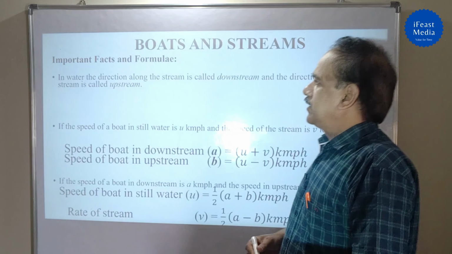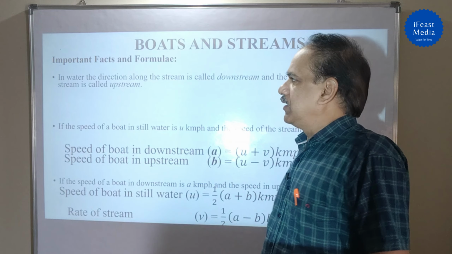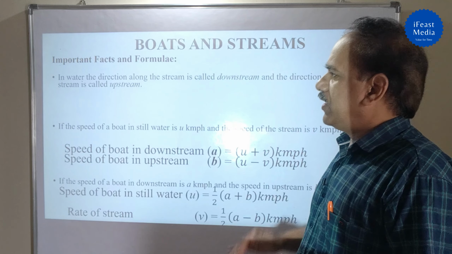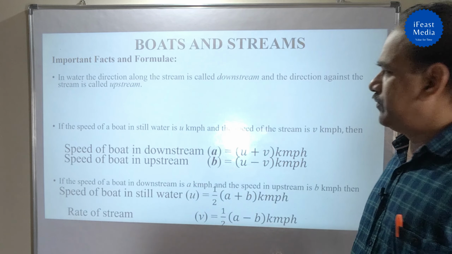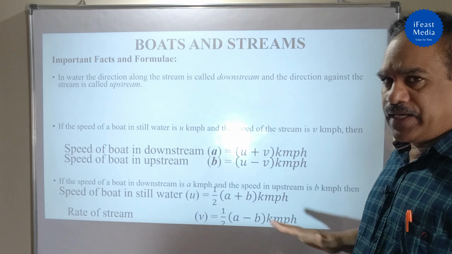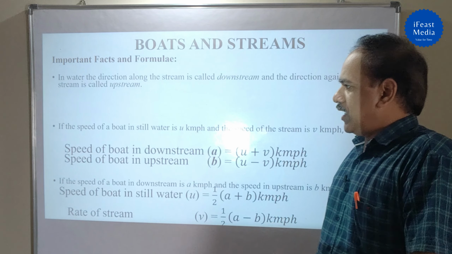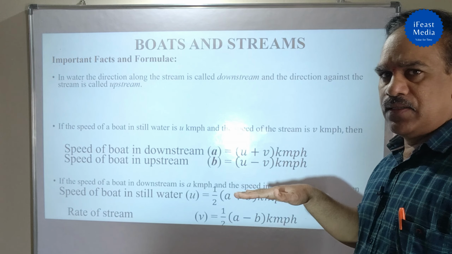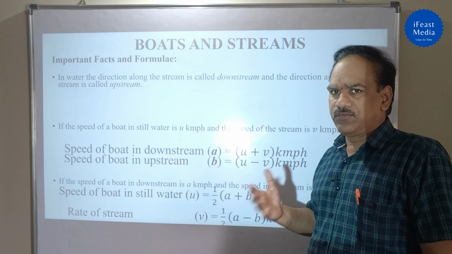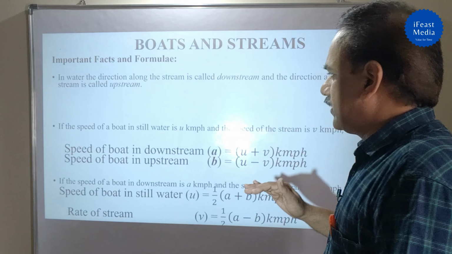So coming to the important facts and formulae in boats and streams. In water, the direction of the stream is called downstream and the direction against the stream is called upstream. If the speed of the boat in still water means what? A river has no speed. Then it is called still water.